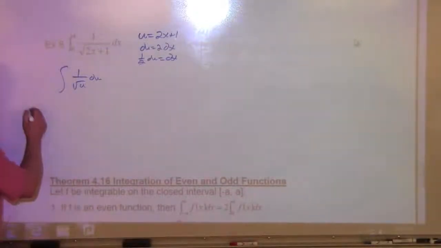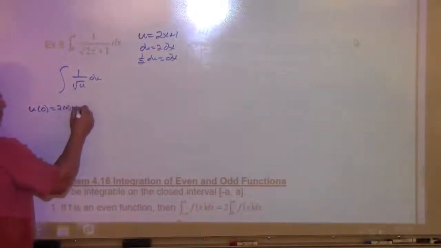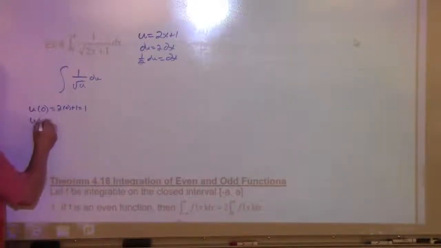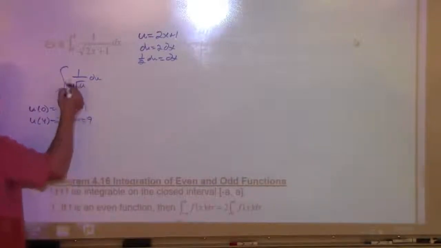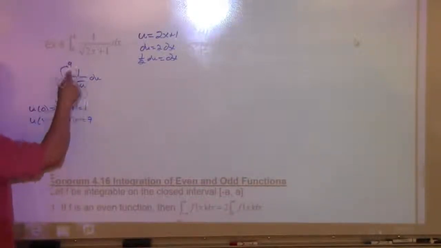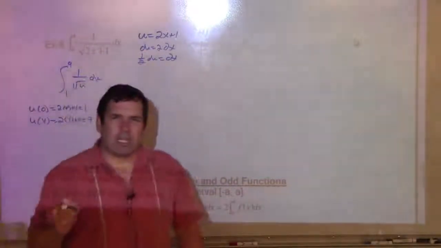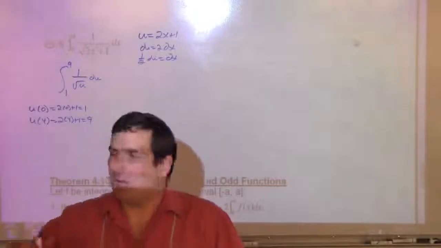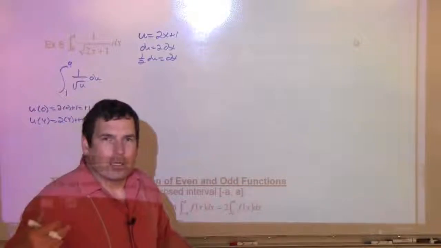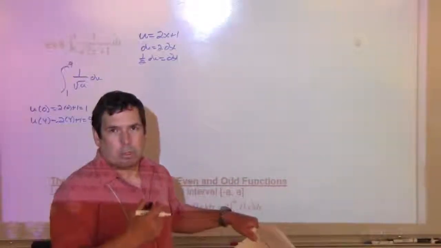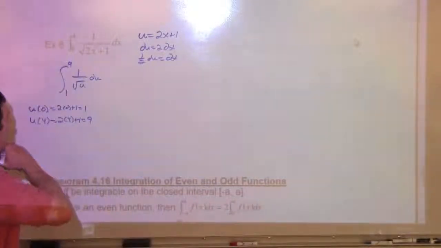So if we do u of 0, we get 2 times 0 plus 1 is 1. And u of 4 is 2 times 4 plus 1, which is 9. So now it's going to go from 1 to 9. We had to change the limits because of the substitution. Now, you don't have to change the limits. You could write u of 0 to u of 4, and then when you're done, substitute back for u, and then substitute back for x from u, and then evaluate it.